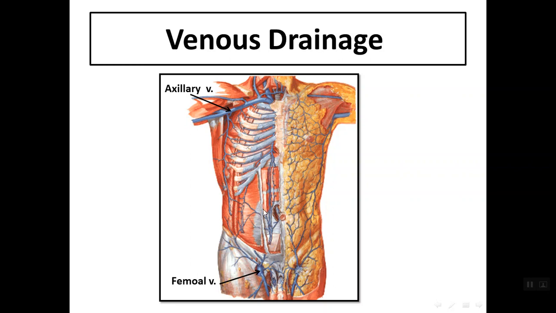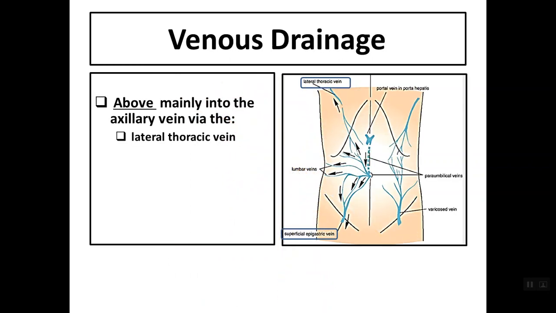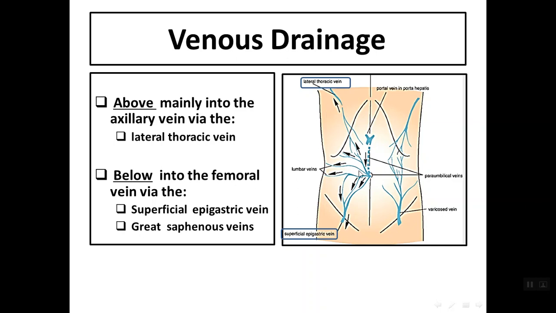Also, there is a connection between the superficial veins near the umbilicus with the veins that go deep to the liver. So the venous drainage is mainly above into the axillary vein, upward and laterally via the lateral thoracic vein, while below it is into the femoral vein via the superficial epigastric vein and the great saphenous vein. Also, there is a connection through the umbilicus with veins that go through the ligamentum teres to the liver.